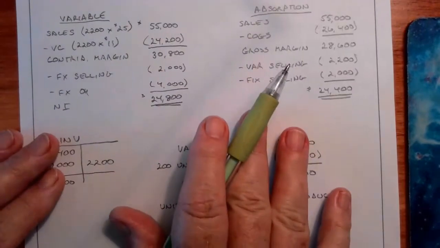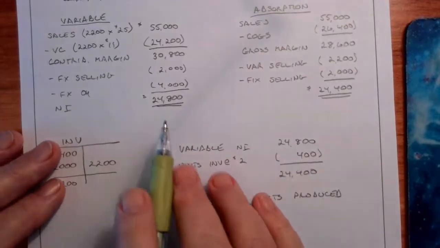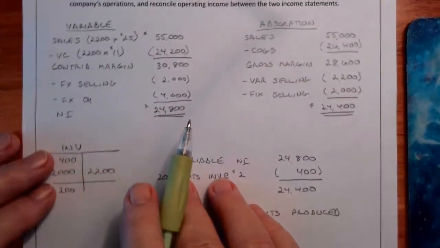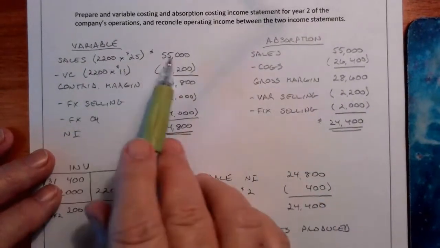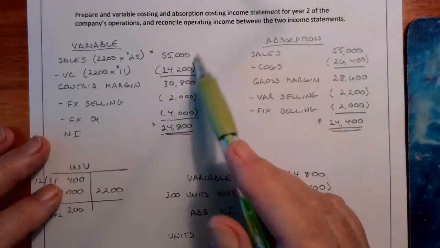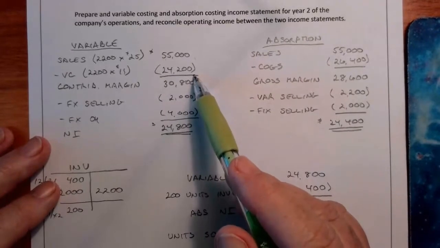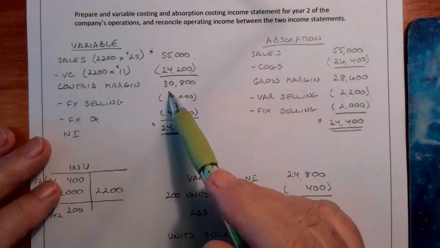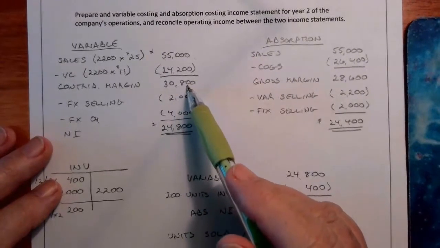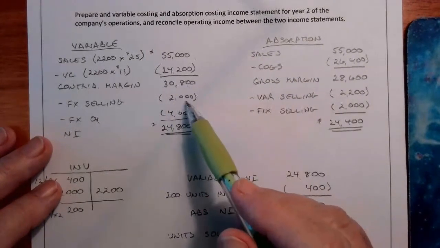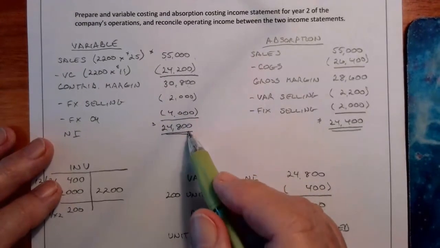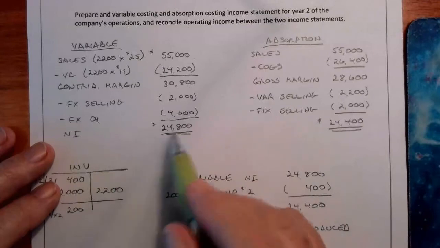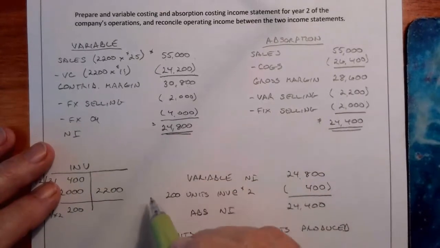So we produced 2,000 and we sold 2,200, so 200 came from our beginning inventory. Sales are 2,200 times 25, that's 55,000. Here's our variable cost, 2,200 times 11. So our contribution margin is 30,800. Fixed selling is 2,000, fixed overhead is 4,000, and we're deducting these in full, remember. And net income is 24,800.